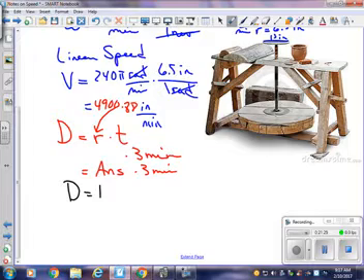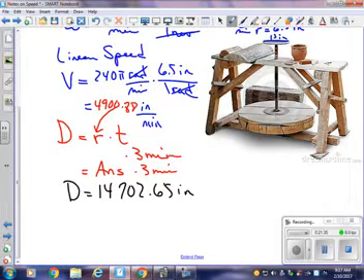So the distance is 14,702.65 inches. Now you may say, well, gosh, that's an awful big number. We ought to turn that to feet. Well, it didn't say we could do that, so we can't. We have to leave it in the units that we start with unless they tell us otherwise.